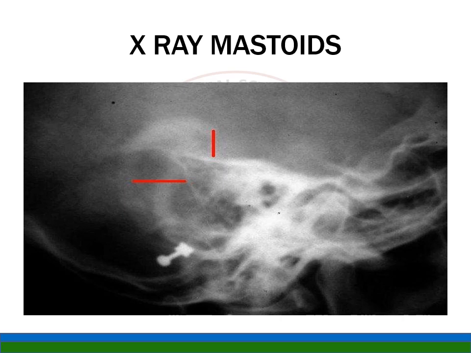X-ray mastoids. Can you see the above red line? The above horizontal line is the dural plate, and the below one is the sinus plate. You should look for any erosion of these plates. If it erodes, you are likely to get a complication. Okay.